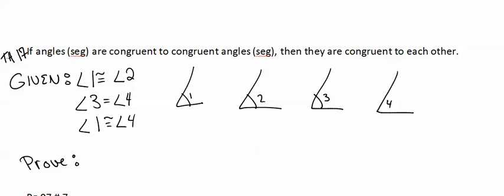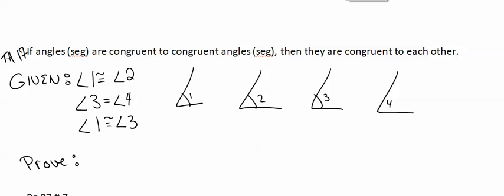Very similar to that, we have theorem 17. If angles or segments are congruent to congruent angles or segments, then they are congruent to each other. This is basically a series of substitution. Let's look at the example with the following givens. Angle 1 is congruent to angle 2, angle 3 is congruent to angle 4, and angle 1 is congruent to angle 3.